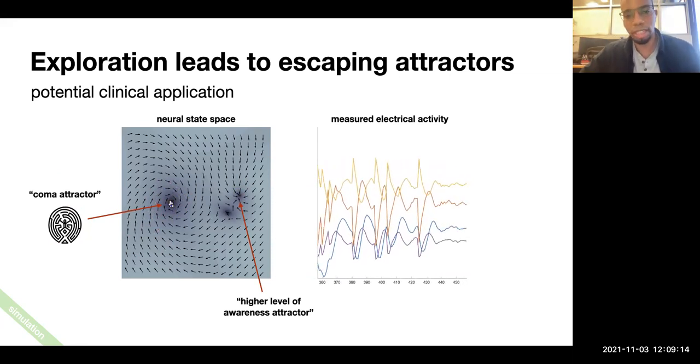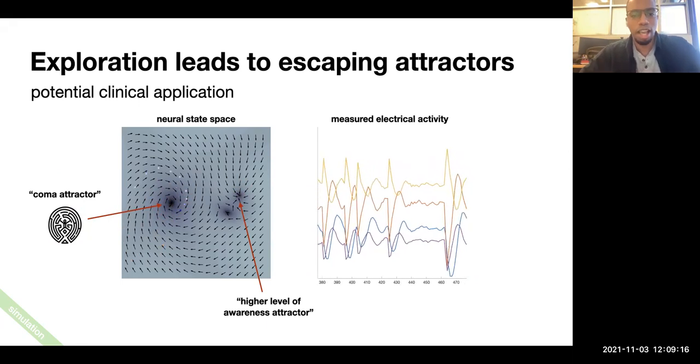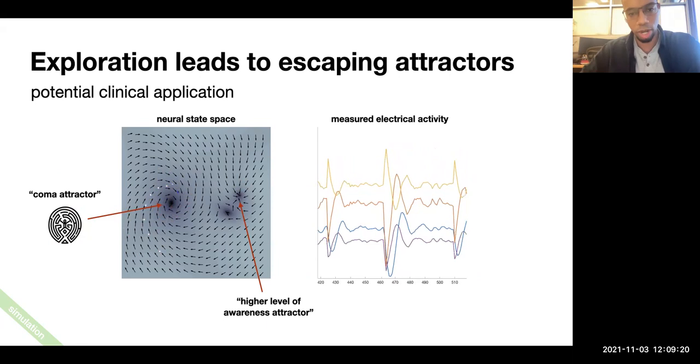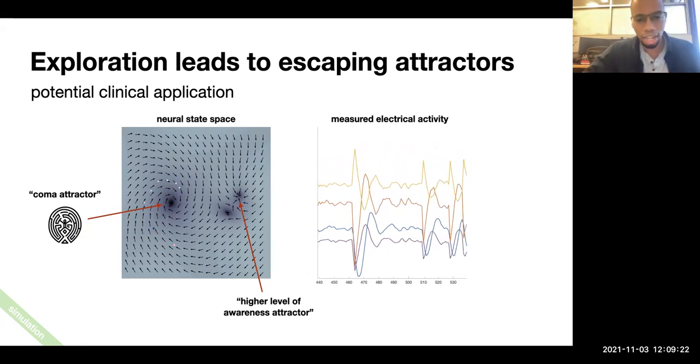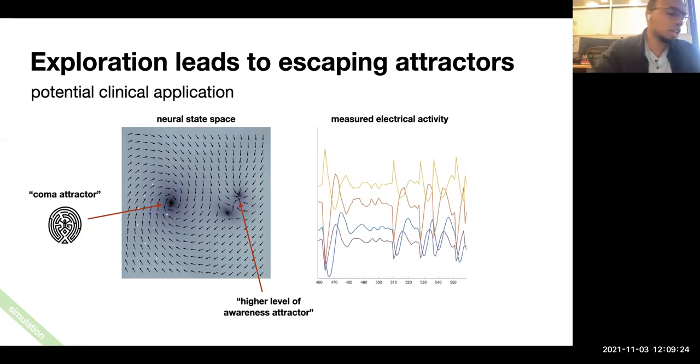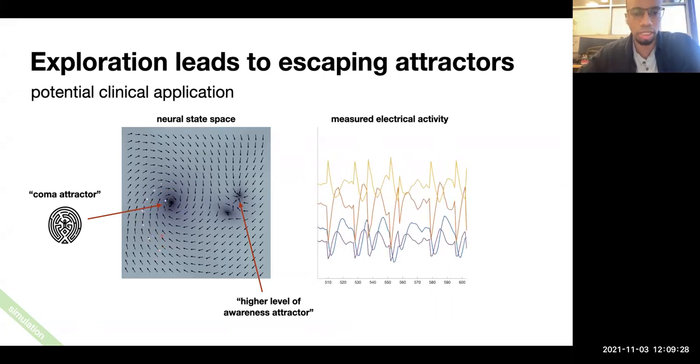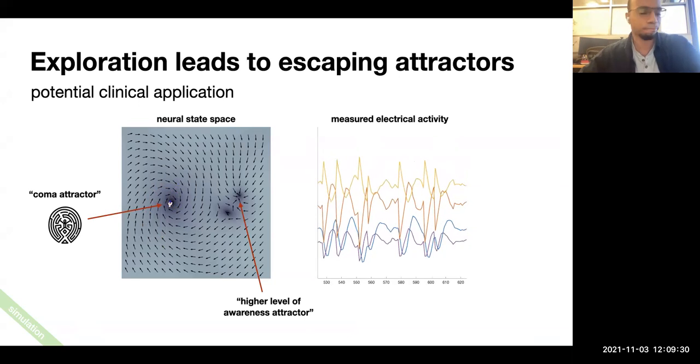And so you can pose this as an exploration problem because by efficiently exploring, as a byproduct, you're going to visit other attractors. And so if you had an exploration algorithm that could do this, you can leverage measured electrical activity and you can choose things like stimulation frequency, stimulation amplitude, etc.